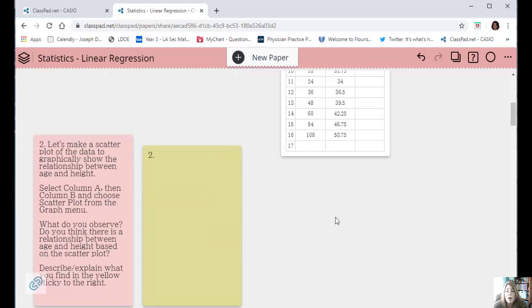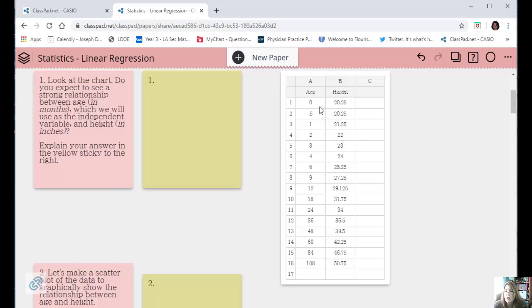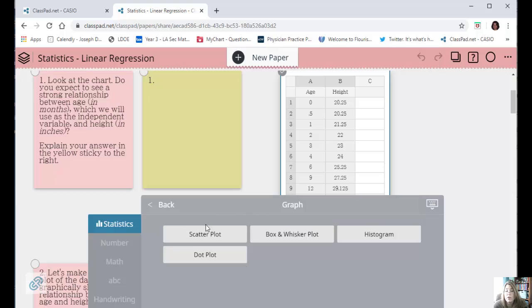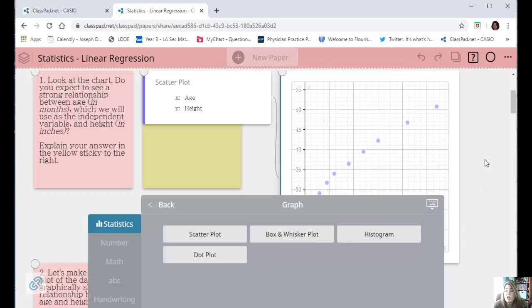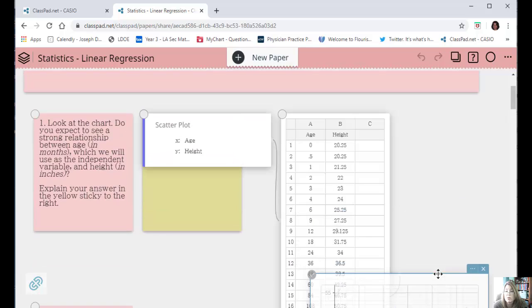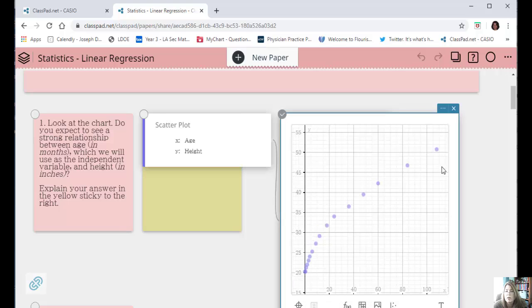So they're going to make a scatter plot. I'm just going to walk through real quick. Directions are there, but all you do is select the columns, age and height, and then graph, and you'll notice scatter plot is an option. They're going to make a scatter plot and determine if that was a good decision, if there is actually a relationship, and what kind of relationship you're seeing.